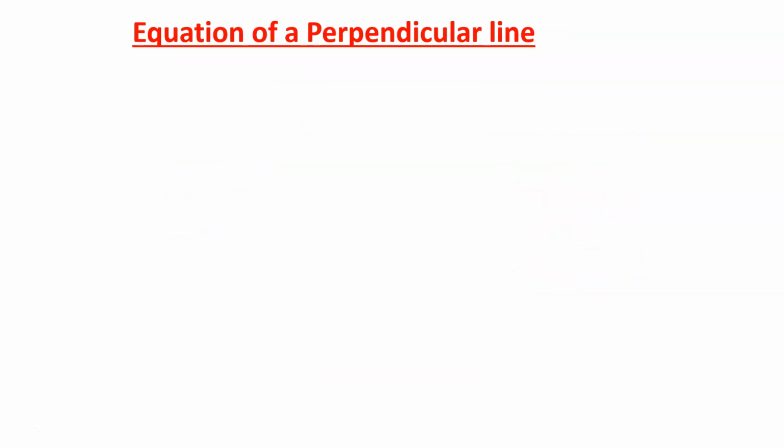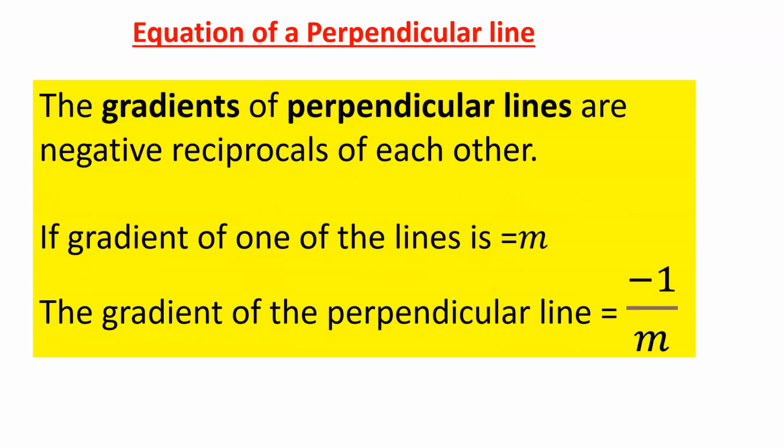Now, we finished parallel lines. Let us go to perpendicular lines. This is what it says. As we have seen before, the gradients of perpendicular lines are negative reciprocals of each other. If the gradient of one of the lines is m, the gradient of the perpendicular line is minus 1 divided by m. What this tells us is, if we know the gradient of one of them, we can easily work out the gradient of the other one by writing minus 1 divided by that m.